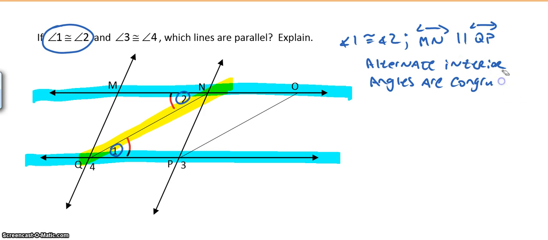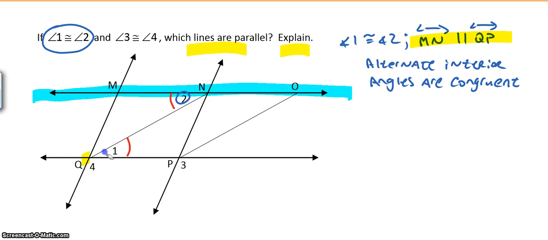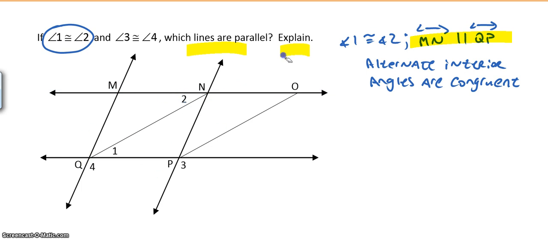Now be careful. If this was on a test, it would be a little more formal, and it would probably say write in complete sentences. But here it just asks us to name which lines are parallel. We did that. MN is parallel to QP, and our explanation is the relationship that exists. Alright, so now let's look at angle 3 and 4, because this is going to change things a little.